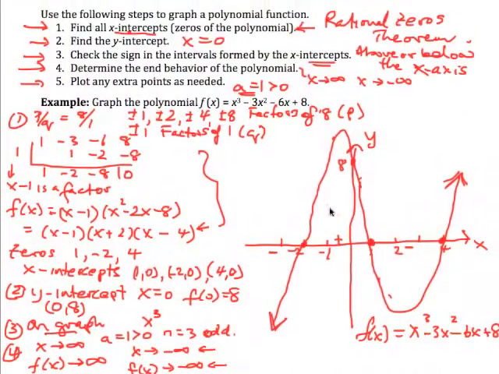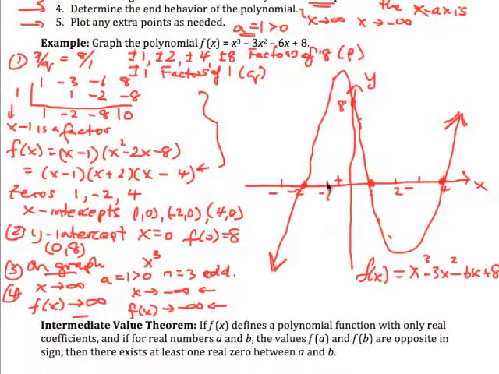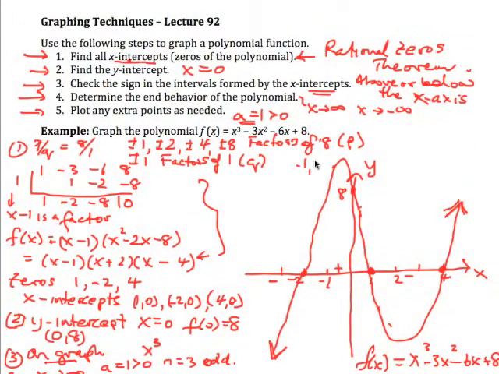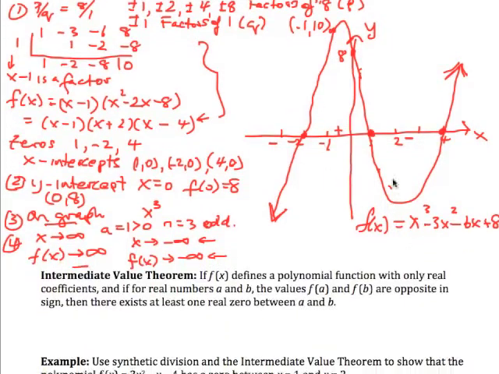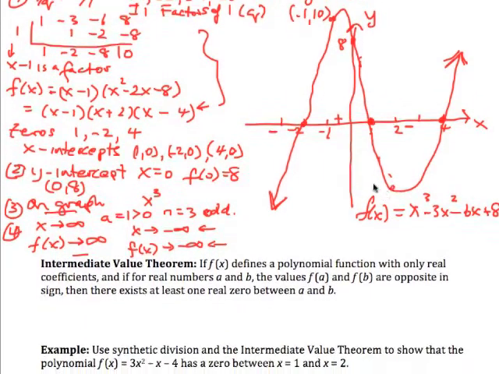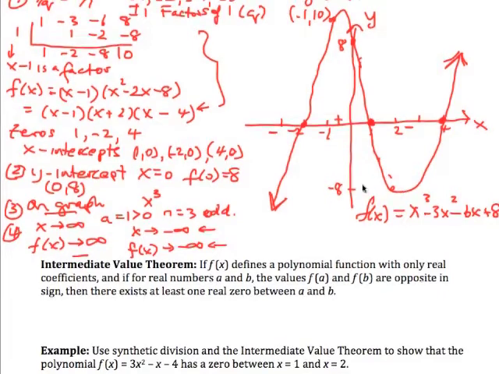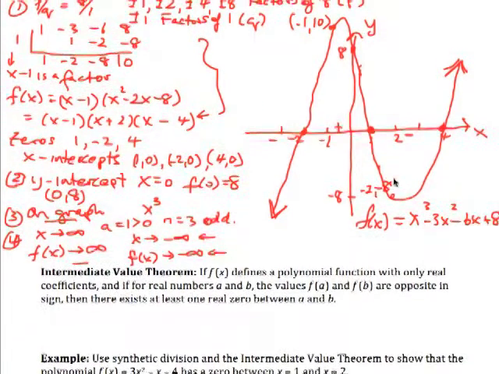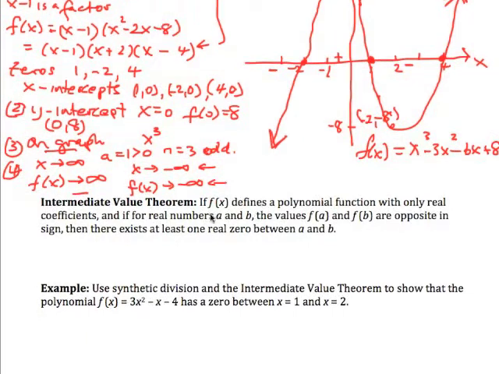We could put some extra points on there if we wanted to. Okay, for example, -1, 10, I believe, was one of the points that we had there. Right, and down here we had 2, -8. Right there. All right, so that's how we do that.